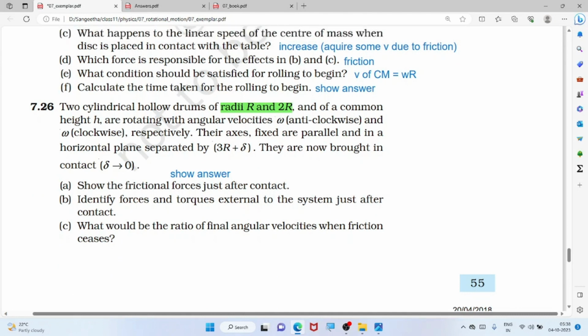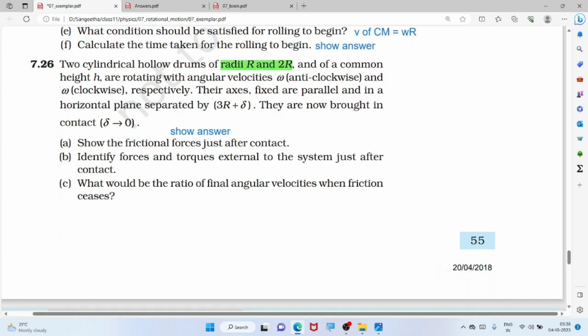Two cylindrical hollow drums of radius r and 2r, of the same common height, are rotating with angular velocities. One is rotating clockwise, the other anti-clockwise. The small drum is anti-clockwise and the big drum is clockwise. Their axes are parallel and horizontal, separated by some distance delta. They are brought into contact, so delta is 0.